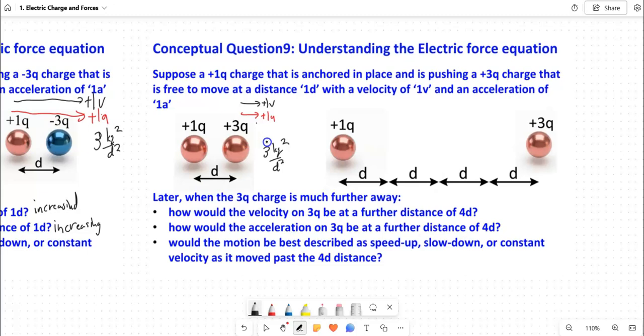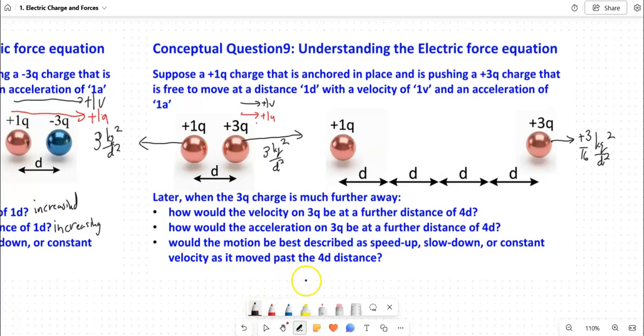Well, over here, the force vector is going to be huge. It would be 3kq squared over d squared, and this would also be 3kq squared over d squared. But when it gets further out, now it's going to be positive 3/16 kq squared over d squared.